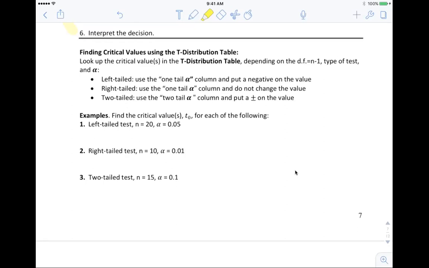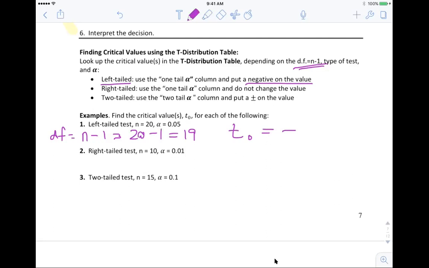So let's try the left-tailed test. First, you have to figure out df, and that's n minus 1. So I'm going to do 20 minus 1, 19. Okay. And then I have alpha 0.05. So now I'm going to go to the table, look those things up, and figure out what that critical value t sub 0 equals. One thing to note, if it's a left-tailed test, you're always going to put a negative on the value. So I already know I'm going to put a negative there. There's no negatives in the table, so you just have to remember to put it on there.